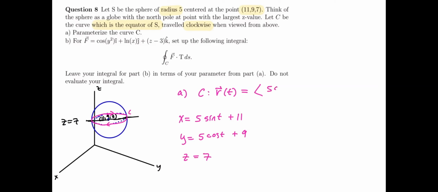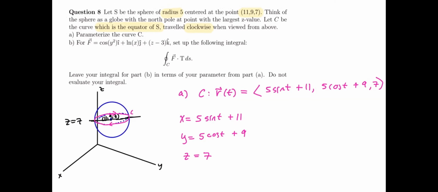So you'll have 5 sine t plus 11, 5 cosine t plus the y coordinate of the center, and z is 7. So that's our vector valued function, the parameterization of the curve C, which represents the equator of S. Okay, now we're also going to let t go from 0 to 2 pi, so it goes all the way around. So t will range from 0 to 2 pi.